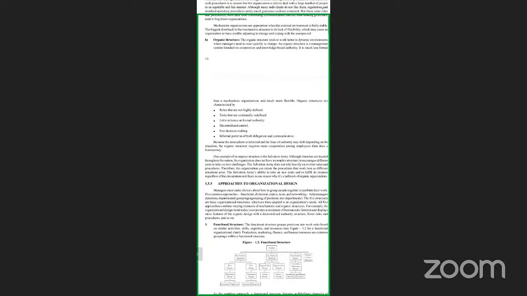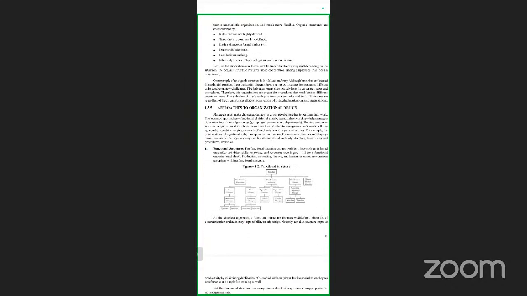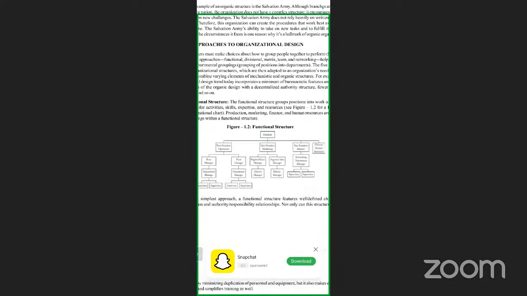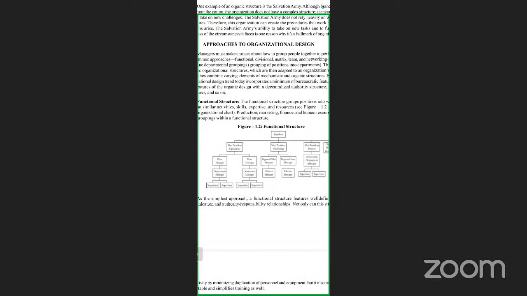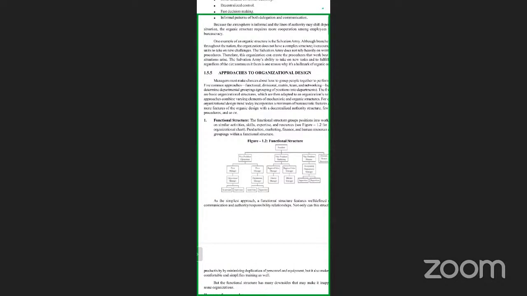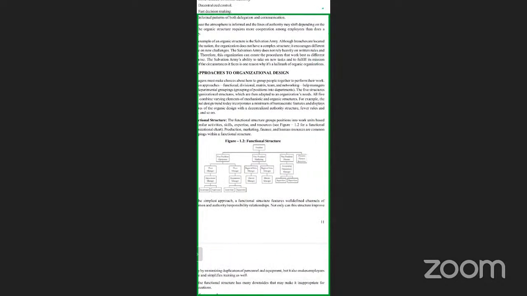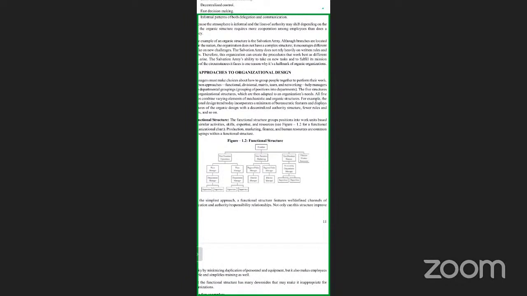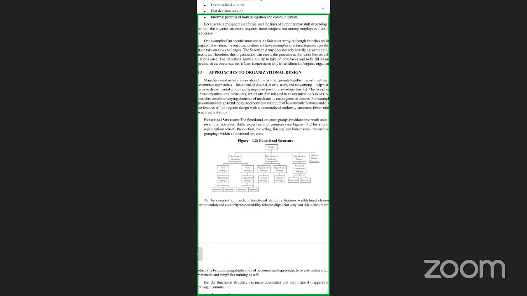Then we have approaches to organizational design. Here you can see the flow chart showing the approaches, where we have the president, vice president, and this organizational hierarchical structure enables us to understand how the approach can be applied, like the functional structure, which groups positions into work units. Experts, resources, production, marketing, finance, and HR are all common groupings within a functional structure.